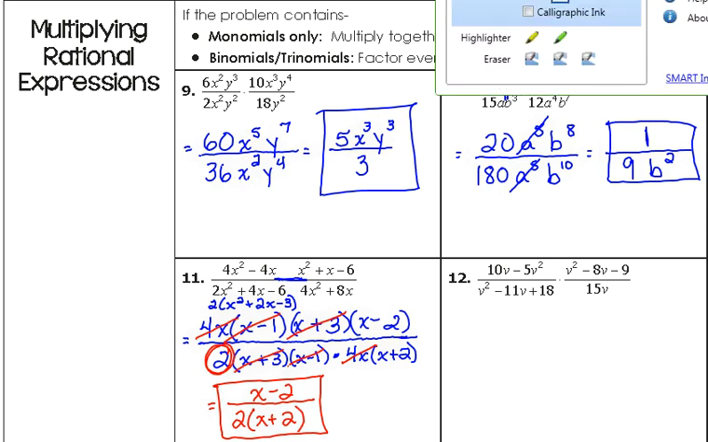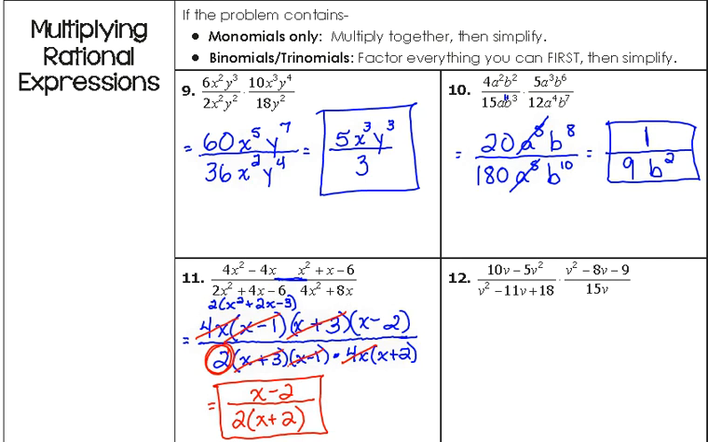Alrighty, let's look at number 12. 10v minus 5v squared. What do we not like about that? It's not in standard form, right? We don't like that. So right above it, I'm just going to flip the order real quick. I'm going to mark it out. Everything else looks good. So now I can proceed with factoring.